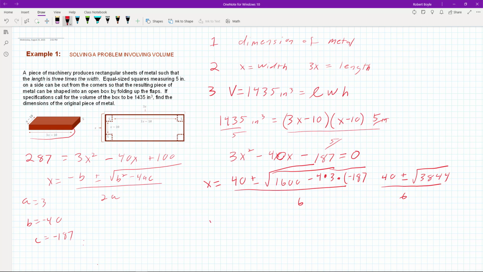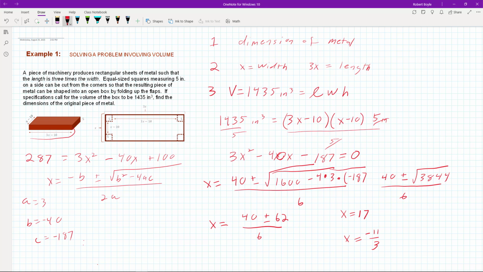Okay, this will become x is equal to 40 plus or minus 62 divided by 6. And so we will have two solutions. The first one will be 40 plus 62 divided by 6, which is equal to 17. And the second one is going to be 40 minus 62 divided by 6, which is going to be equal to negative 11 over 3.